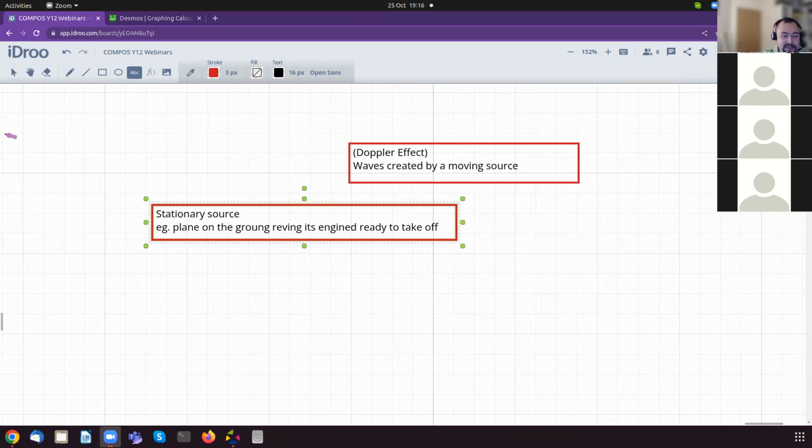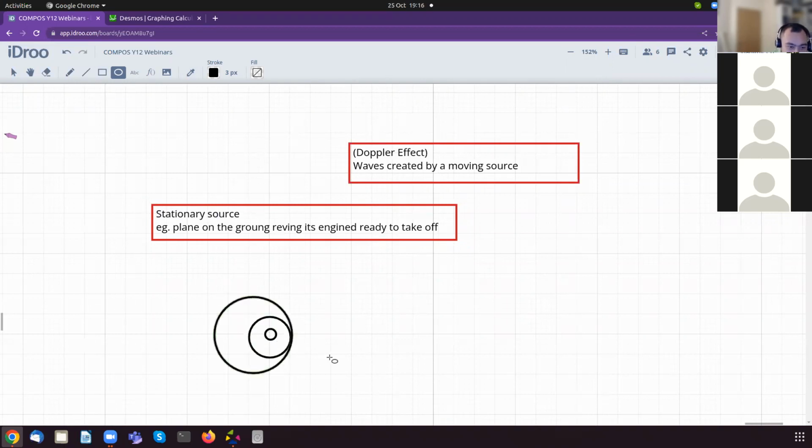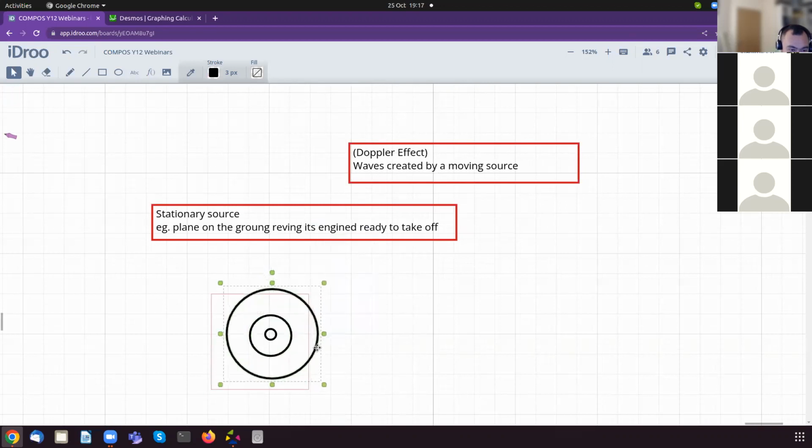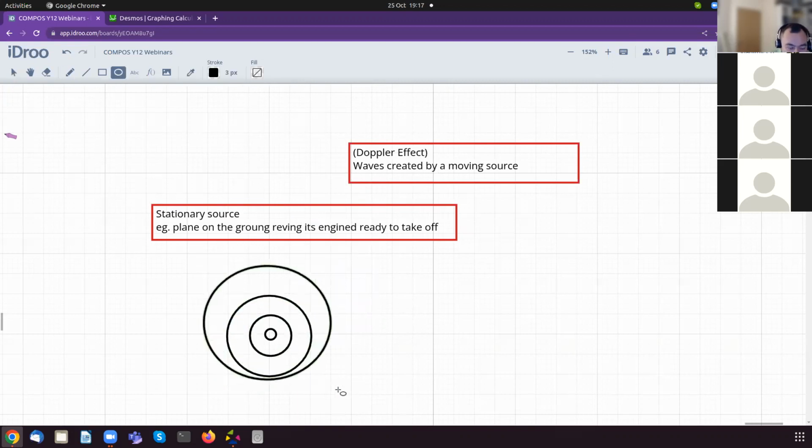Stationary source, and the stationary source creates waves like this. They originate from the stationary source and go outwards. These waves are spherical. It's not correct to call them circular because it's 3D. They are spherical waves, and they propagate in all directions.